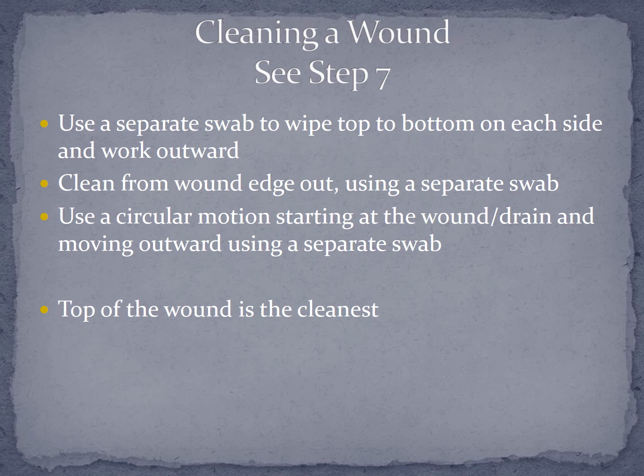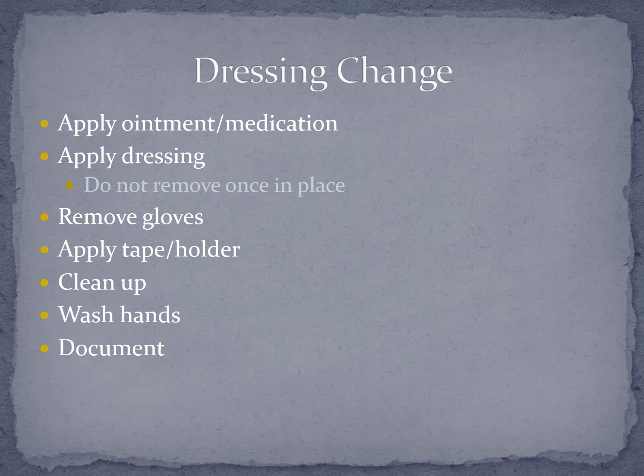So how do you clean a wound? Well, see your book on step 7. There's some great pictures in there about how you clean a wound. Remember, the top part of the wound is considered the cleanest. The bottom part's the dirtiest, so we're always going to start at the top and go down. So look at those pictures in your book, because they really explain a good job about how you clean that wound. Again, we're going to be practicing this in lab.